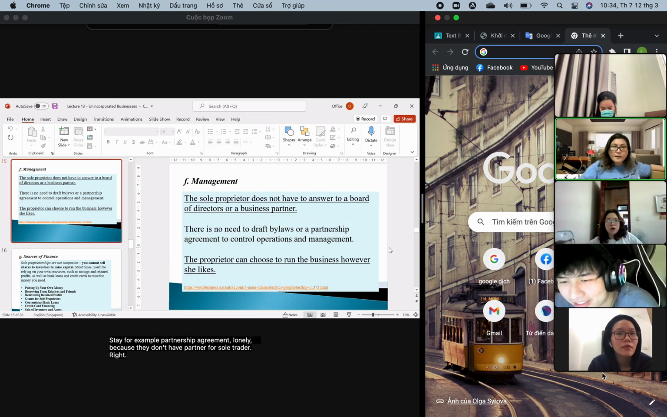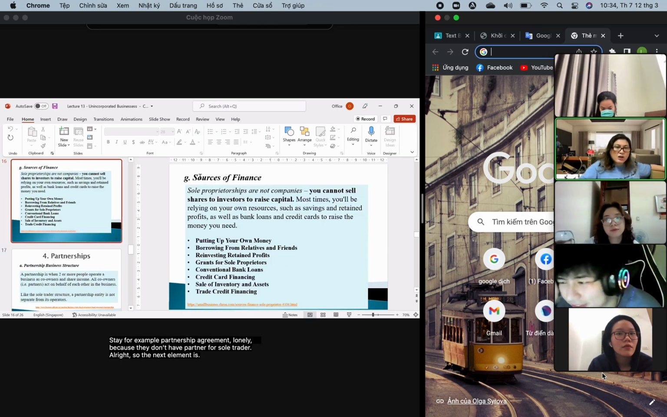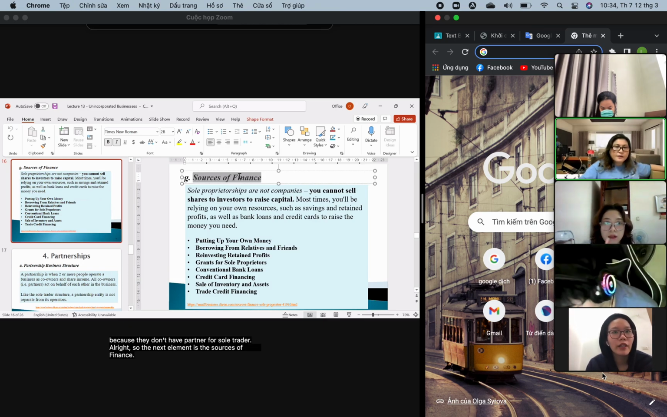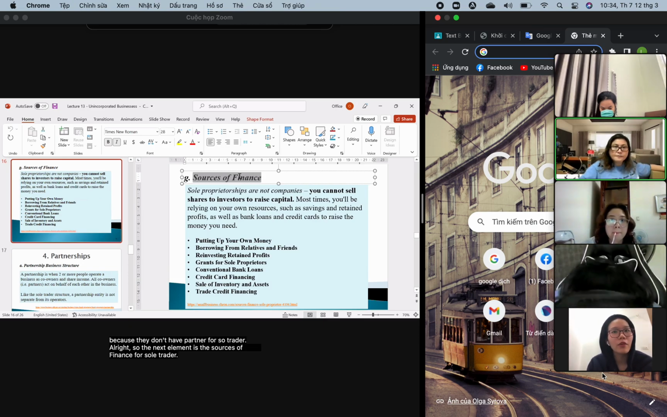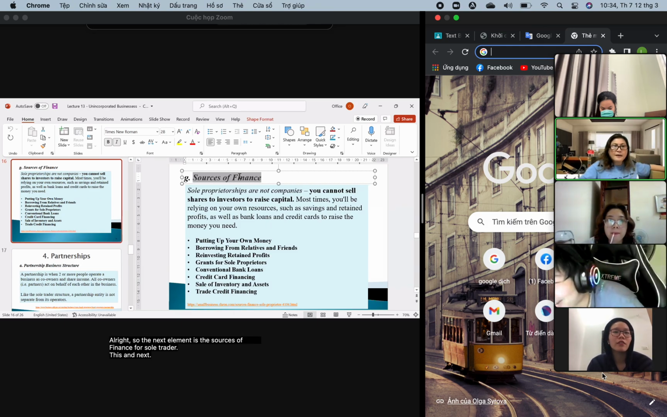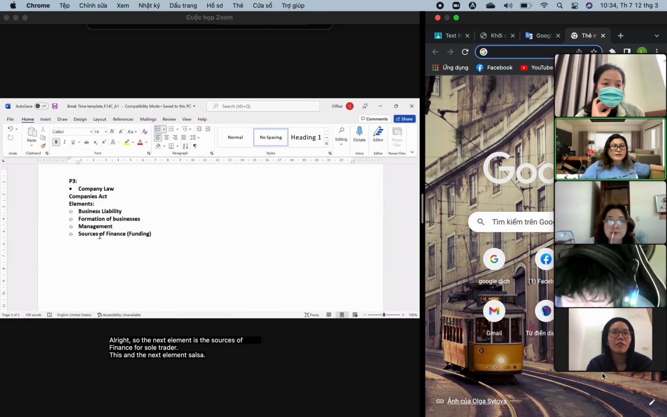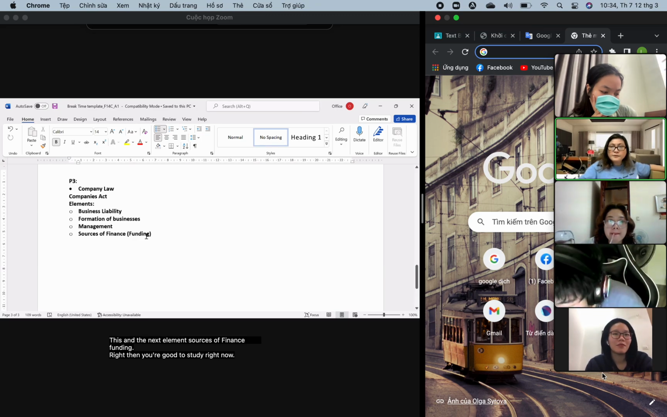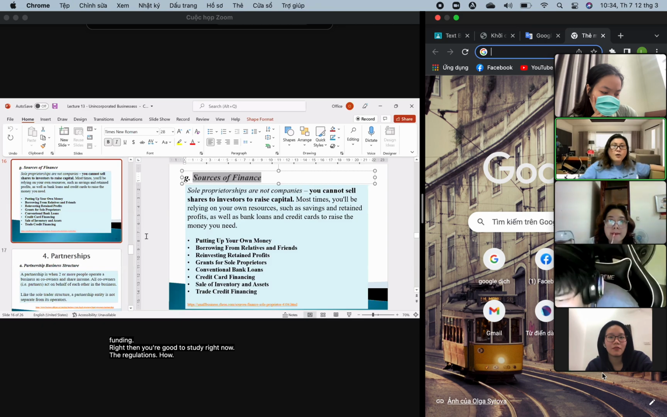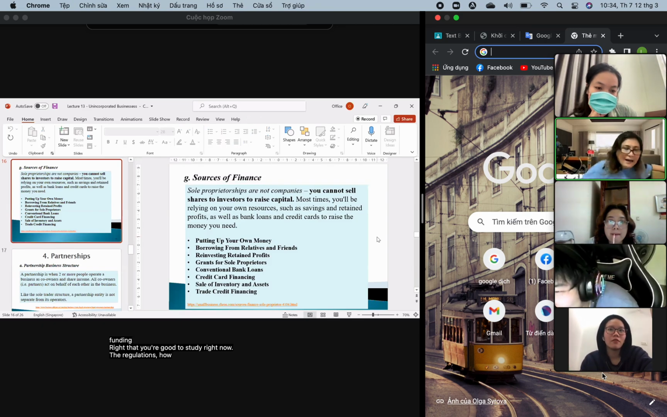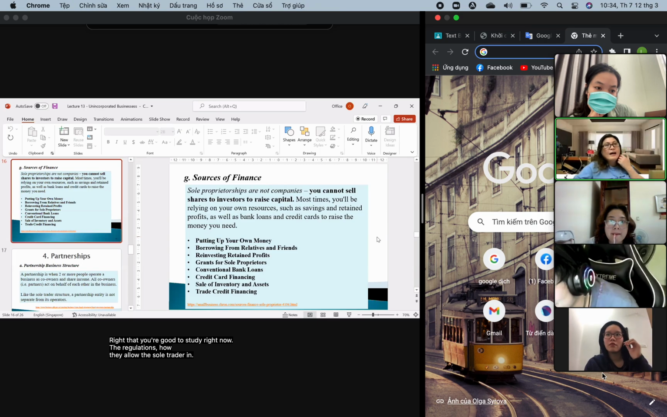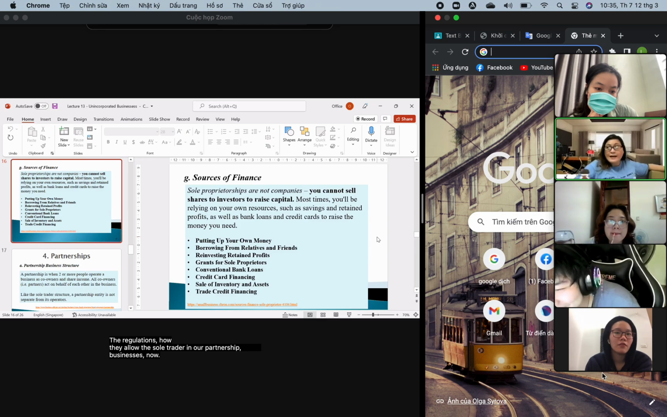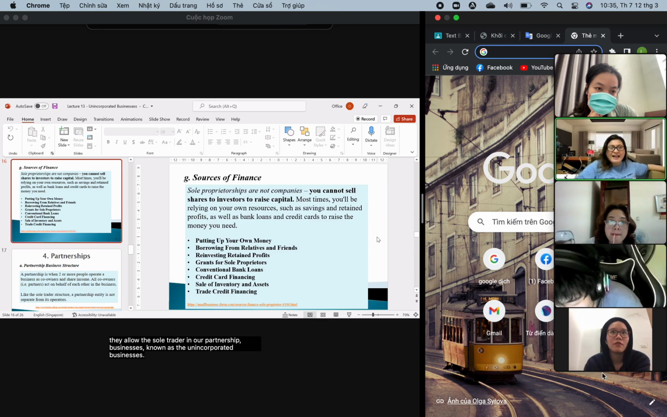So the next element is the sources of finance, funding, for a sole trader. That you're going to study right now. The regulations on how they allow sole traders and partnership businesses, known as unincorporated businesses, to raise funds.